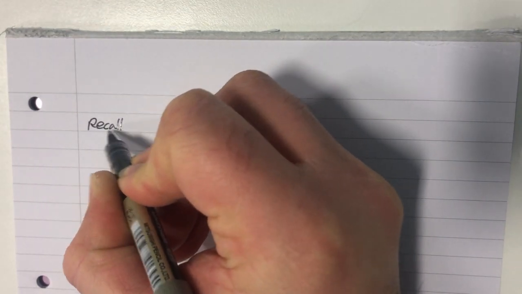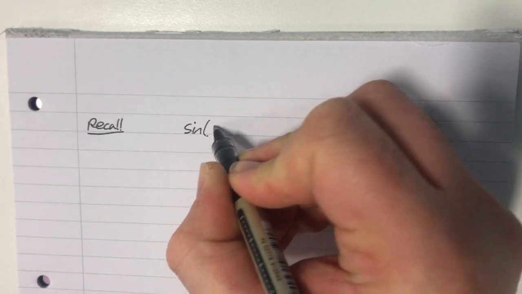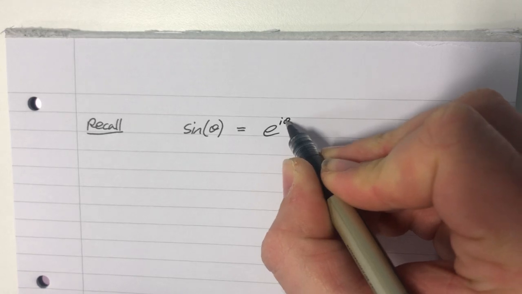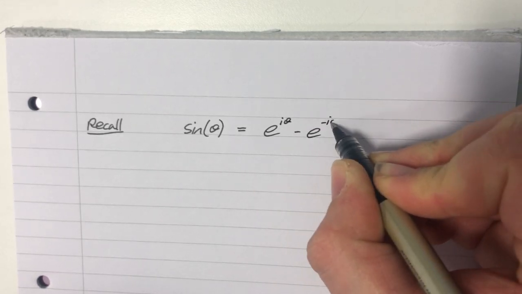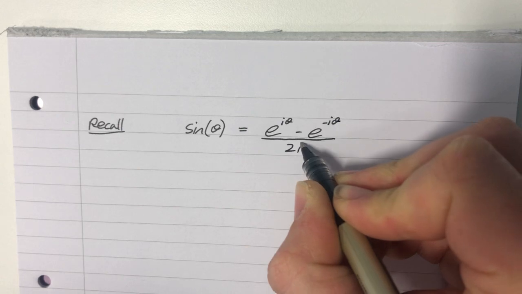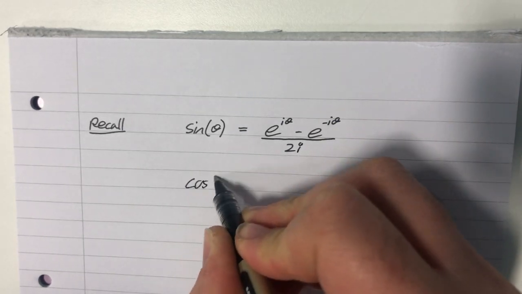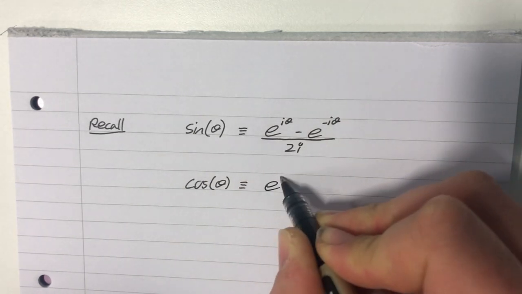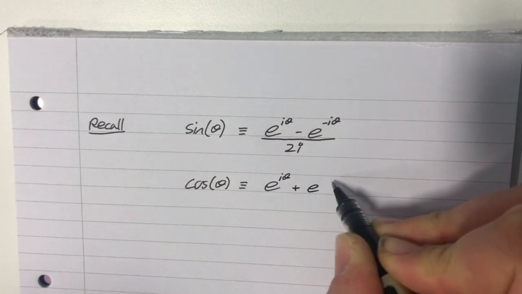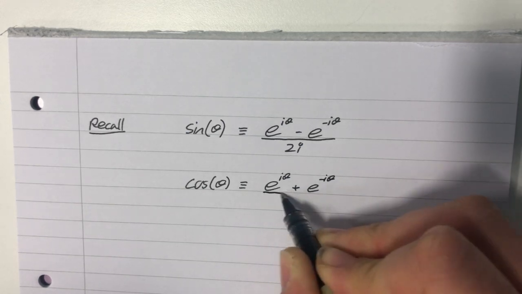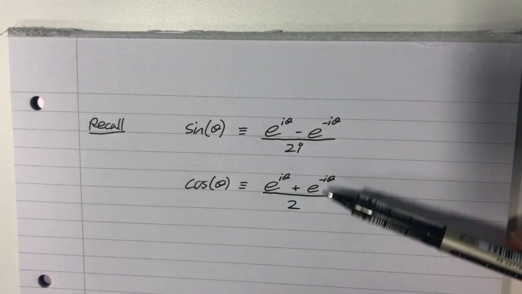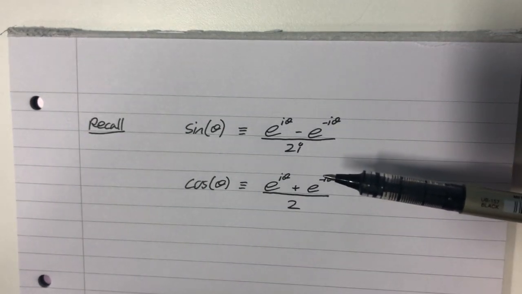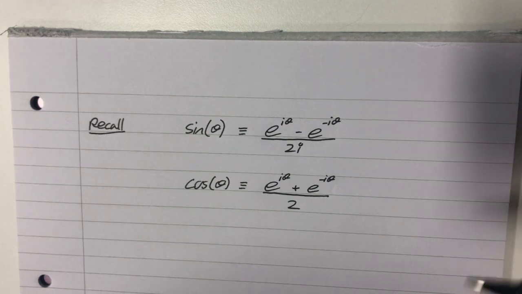Now, recall that sine of theta, so a trigonometric function, was equal to e to the i theta minus e to the minus i theta all over 2i, and that cos of theta was identical to e to the i theta plus e to the minus i theta over 2. These were the exponential definitions of sine and cos that we looked at when we did complex exponents.